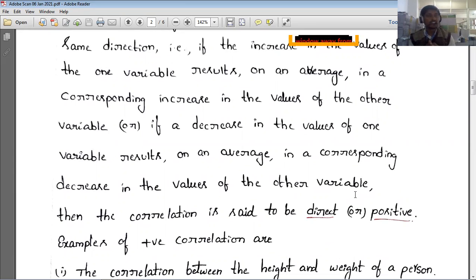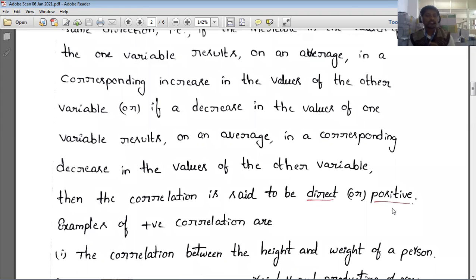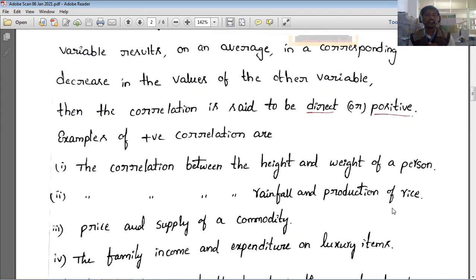So what we discussed is that if x is increasing, obviously the corresponding value of y must also increase. If x decreases, the corresponding value of y should also decrease. Then we say that the correlation is direct correlation or positive correlation. Let us see examples of this.